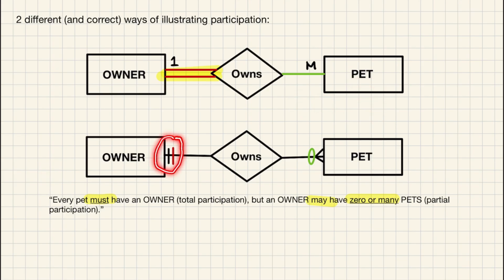Down below over here, these are the symbols we saw previously. Here we have mandatory 1. Over here we have optional many. So an owner may own 0 or many pets. A pet must be owned by one owner.